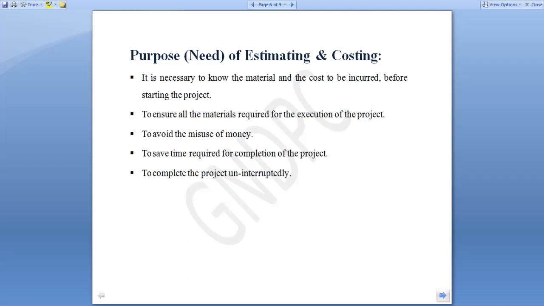Second, to ensure all the materials required for the execution of the project. Third will be to avoid the misuse of money. That is to ensure that money is not misused in the projects that are under implementation. The last but one is to save time required for the completion of the project. Here, time is saved such that work is completed well within the time as we have planned before. And the last one is to complete the project uninterruptedly. The project should not stop in between because of the funds associated, or because of the material associated, or because of the lack of planning.